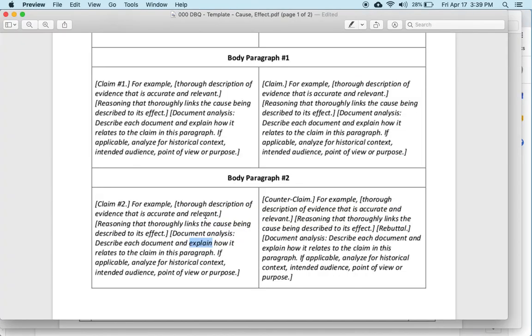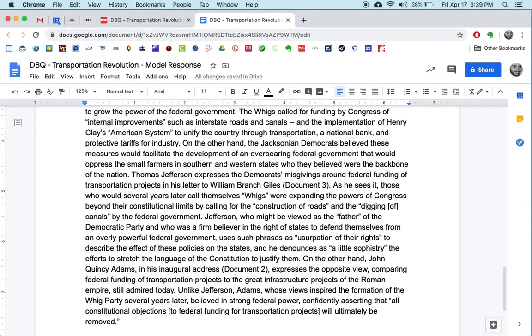But I go one step farther, because remember, for 3 documents, I have to also talk about historical context. When was this document written and what was going on at the time? The intended audience, the point of view, or the purpose of the document. I choose to write about the point of view here. I'm going to talk about who Jefferson was and why. And remember, that's not enough.